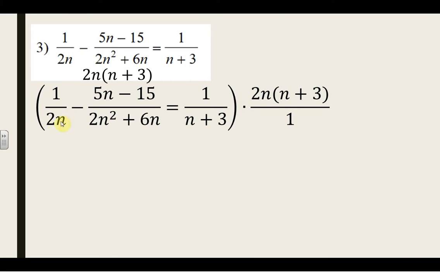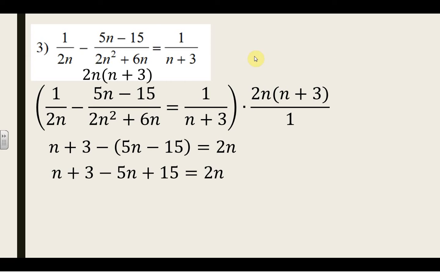So the 2n cancels with this 2n, and you're left with an n plus 3. This whole thing cancels. Watch those subtractions. This negative has to be distributed. Then the n plus 3 and the n plus 3 cancel, and the last one gives you 2n. Once you simplify, distribute your negative, simplify, and get your variables over, you get 3. And you check your answer.